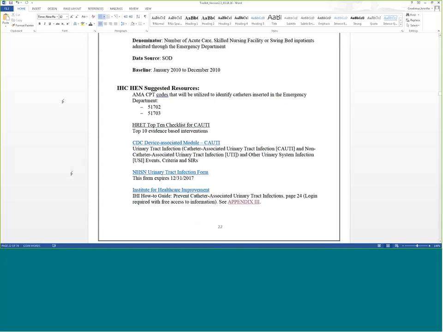Looking through the resources for CAUTI, we have many resources, one of which is the HRET top 10 checklist, which you will see for all the measures. This has the top 10 evidence-based interventions. This is just a great place to look to make sure that you are doing what you need to be doing. And then you can see that we do have an appendix.